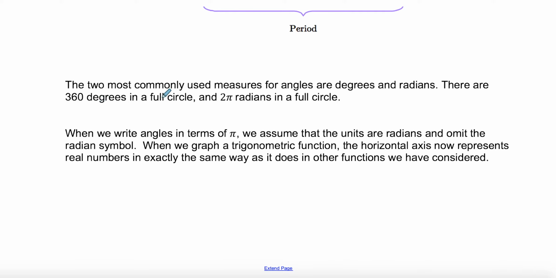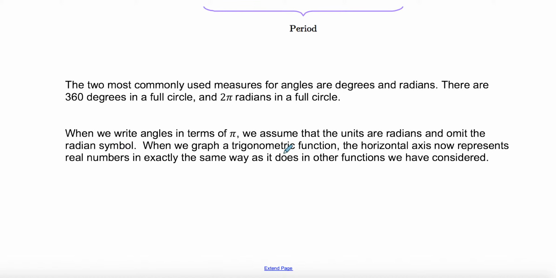The two most commonly used measures for angles are degrees and radians. We have talked about both in the last couple of lessons. There are 360 degrees in a full circle and 2 pi radians in a full circle. Instead of having degrees along our x-axis, we sometimes prefer radians because we can omit the radian symbol, and radians can represent a length, so we're able just to have an x-axis.